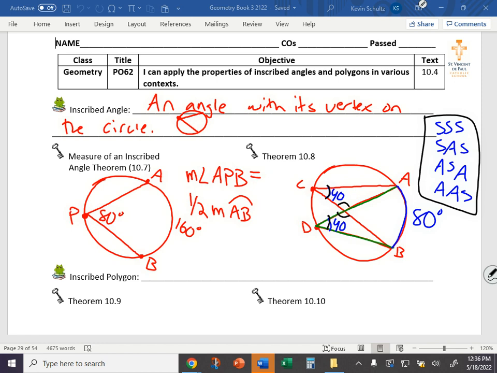Yes. We could use sine, cosine, tangent if we knew that this was a right triangle here. So we'd have to have some way to say that it would be a right triangle, because right triangles are the only ones that we can use sine, cosine, tangent with.